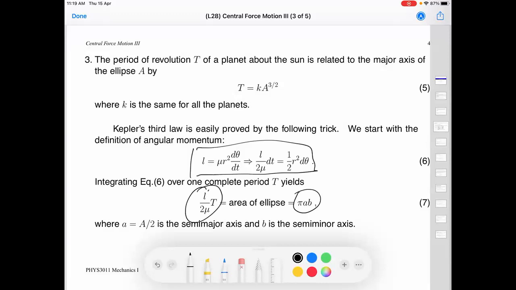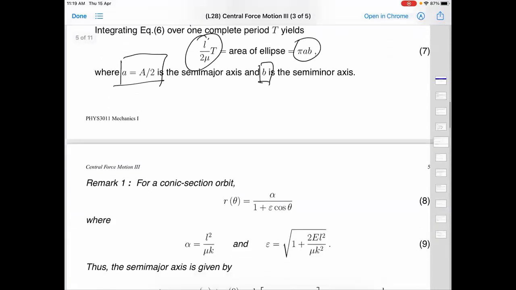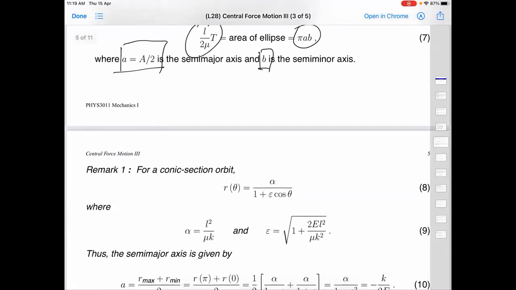Sorry, this is not the area. That is the major axis. Sorry, I made a mistake. This is the major axis. Okay? Semi-major axis is A equal to the major axis divided by 2. B is the semi-minor axis. Okay? So we move on. Conic section equation.